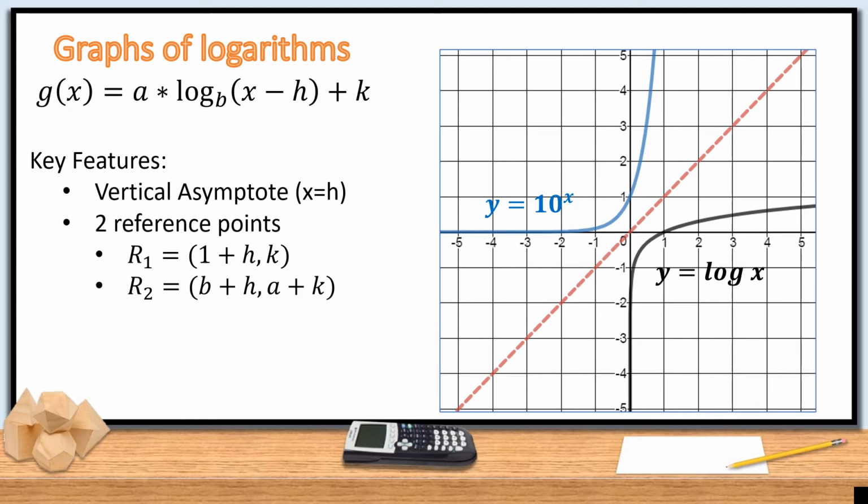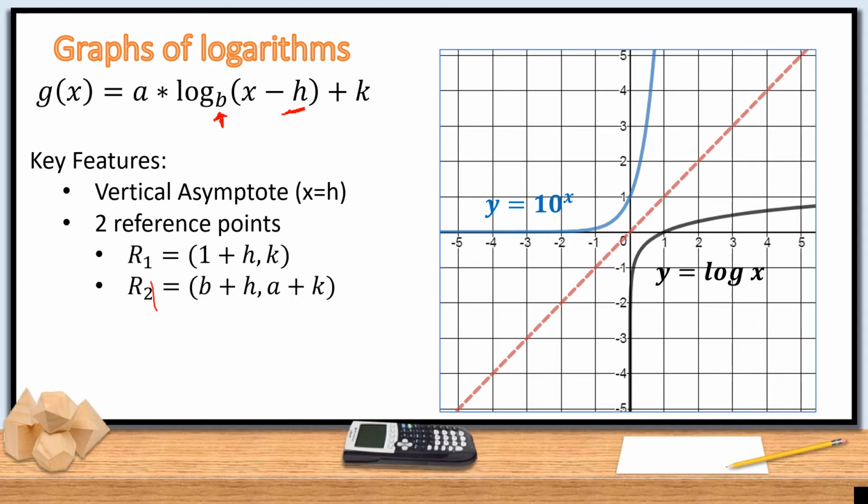Okay, so a couple of things. The vertical asymptote is going to be equal to our h value. So that's one that we want to keep an eye out for. The h value is inside of the log function. The b value is not like our other ones. Same thing with exponential functions: the b value is our base value, not a horizontal stretch or compression.